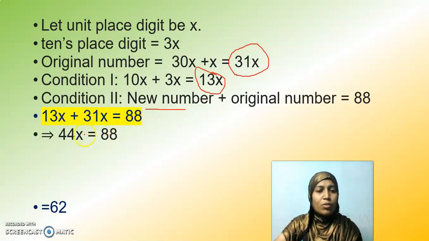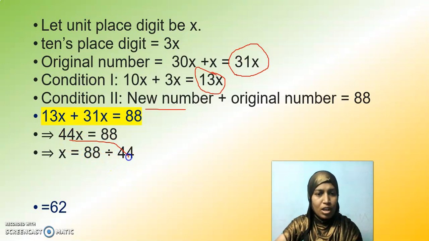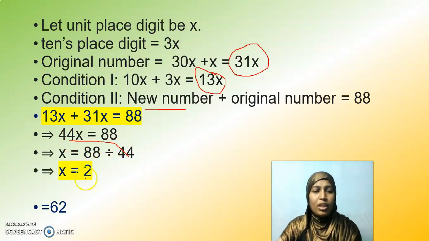Now 13x plus 31x is 44x. If I add now, I get 44x. x is equal to 88 divided by 44. If I transpose now, it comes in division. Okay, then x is equal to 2. So this is the unit digit. In unit digit, I have 2.